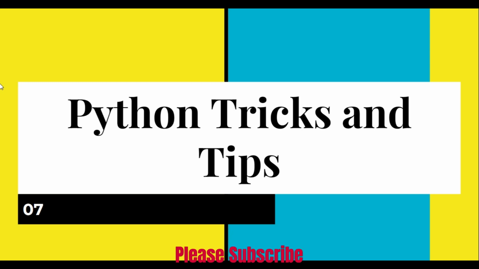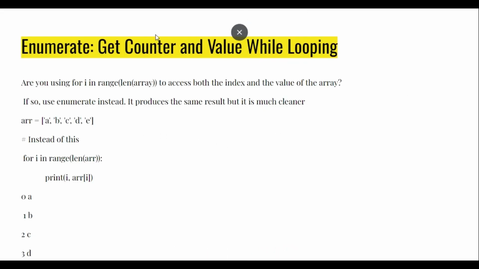So as we are seeing Python tricks and tips, here is the next tip. Here I have given enumerate. When you have to use enumerate, for example, you are looping over an array, meaning a list or tuple or anything. For example, you want both the counter and the value in that array, right?